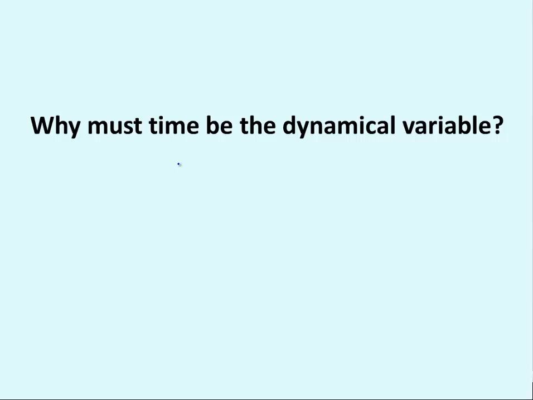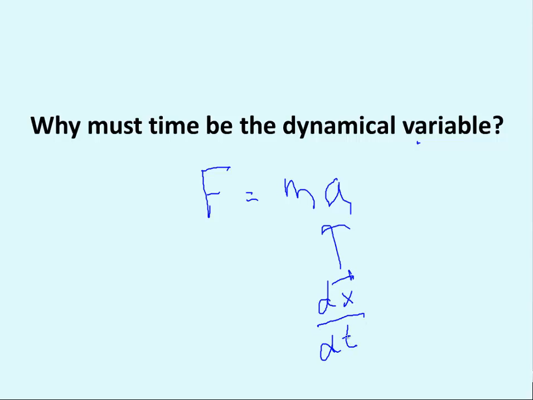F equals ma. All right, so what does A mean? A is simply the derivative of position, often written as x, with respect to time. So the position evolves as a function of time.